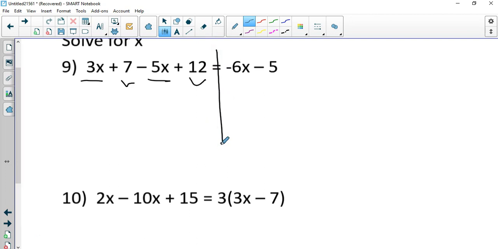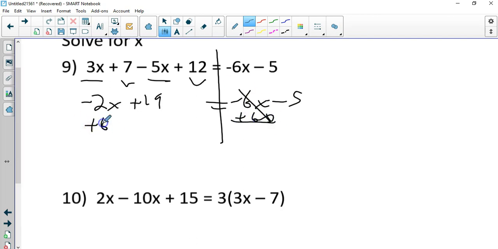So 3x minus 5x is negative 2x. 7 plus 12 is 19. Equals negative 6x minus 5. Now I want to keep it positive, so I'm going to add 6x. And I'm going to add 6x. No big deal. If I did it the other way, and I would have added 2x, I would end up with negative 4x. This way I'm ending up with positive 4x. No biggie. Equals negative 5.